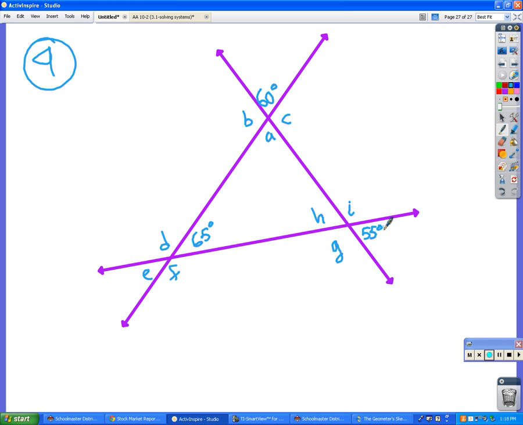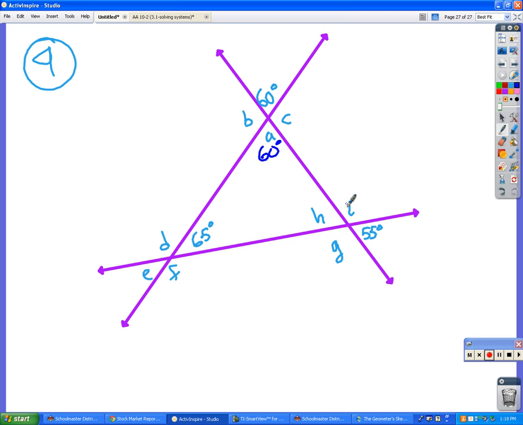Okay, Jolena, let's figure out A first. What is it? What do you call this angle and this angle? They're the same, right? So these are vertical angles, so that means if that's 60, then A is also 60.